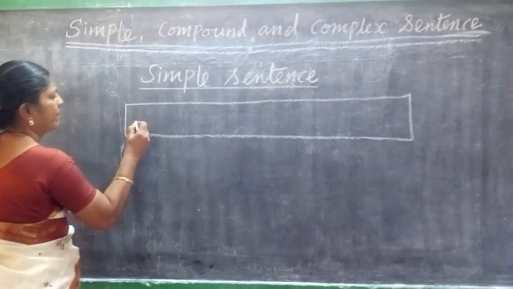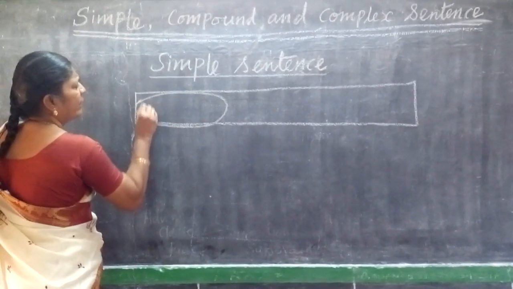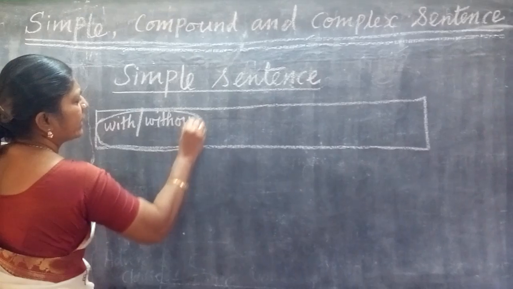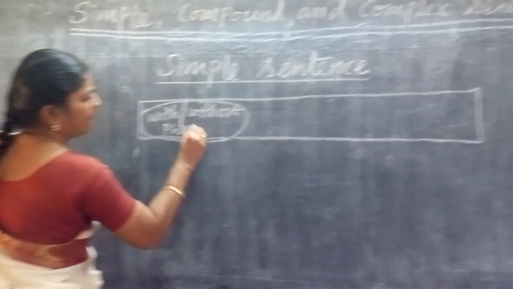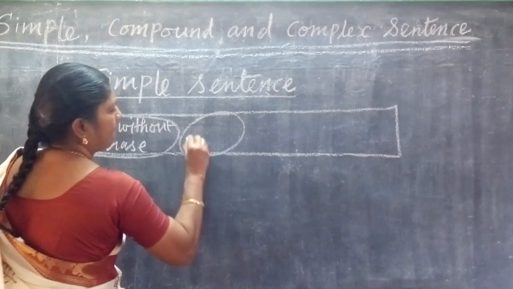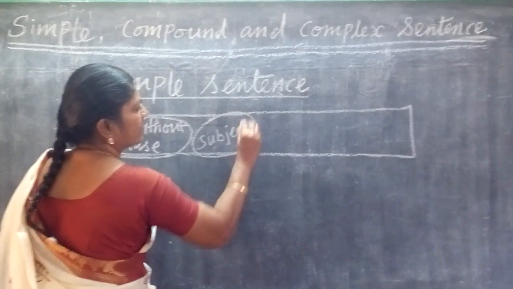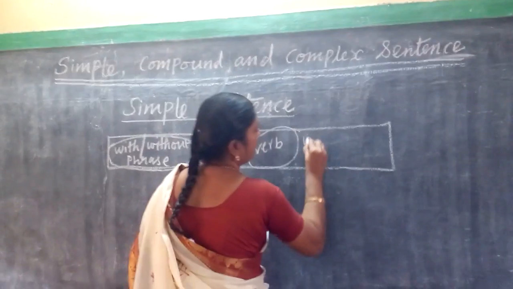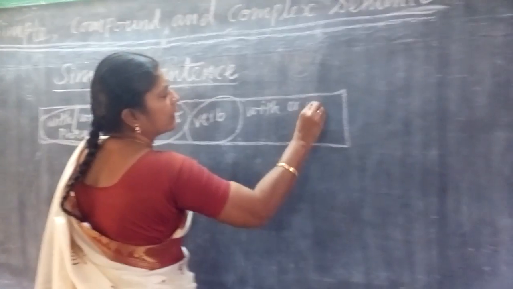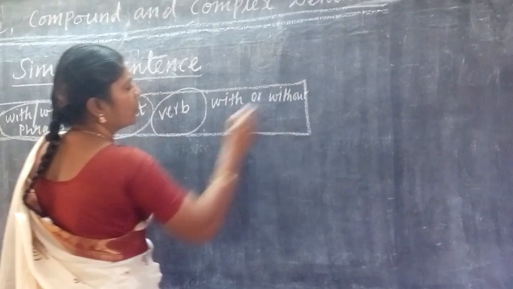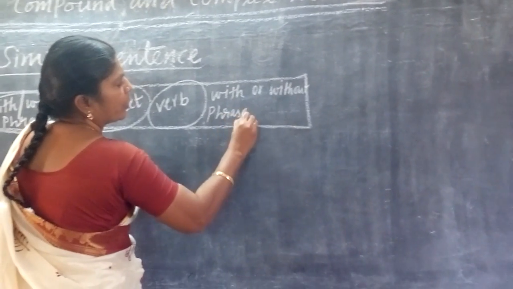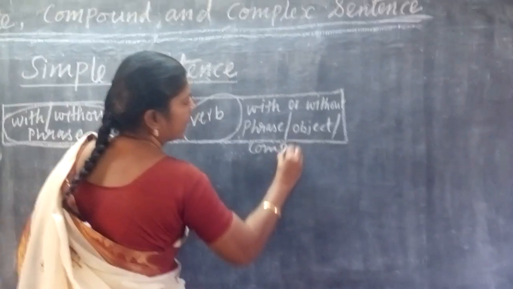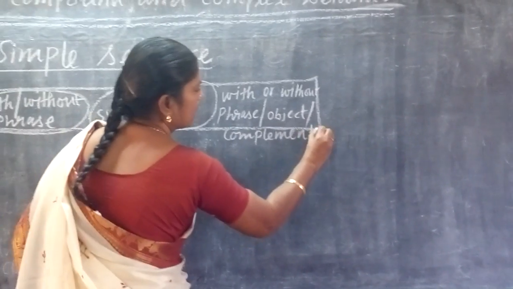Simple sentence: with or without phrase, subject, verb, again with or without phrase, or object or complement. This is a simple sentence.